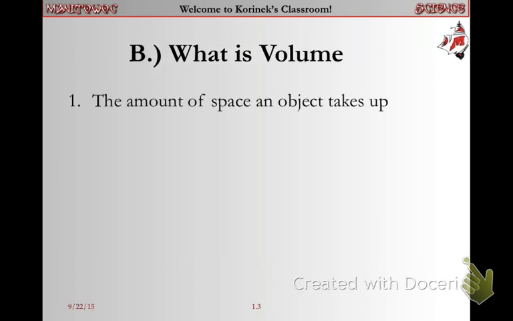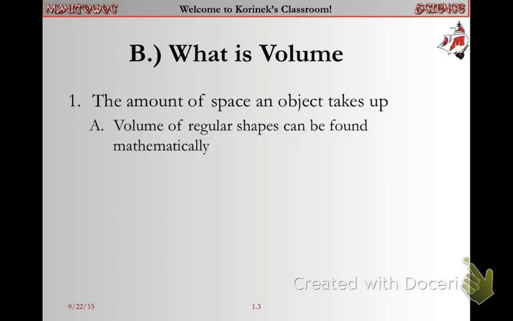Volume. Volume's a bit different. The amount of space an object takes up. Obviously, you've talked about this in math class a little bit. In regular shapes, we can find their volume. We usually use an equation like for a cube, it's length times width times height. For a cylinder, it's the height of the cylinder times pi r squared. We always want to make sure that our measurements are in the same units. So if you're measuring your height in centimeters, you'd also want to measure your radius in centimeters.